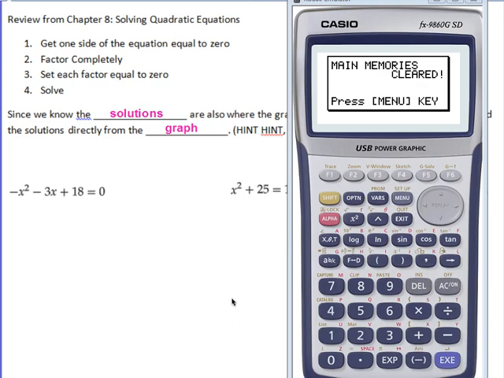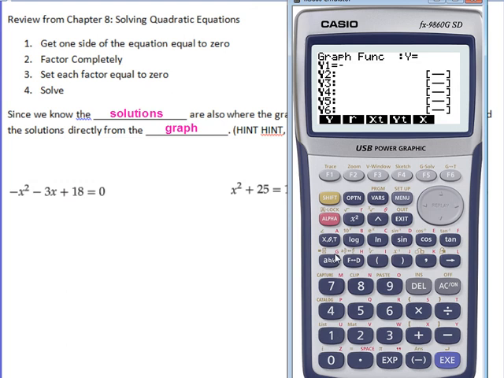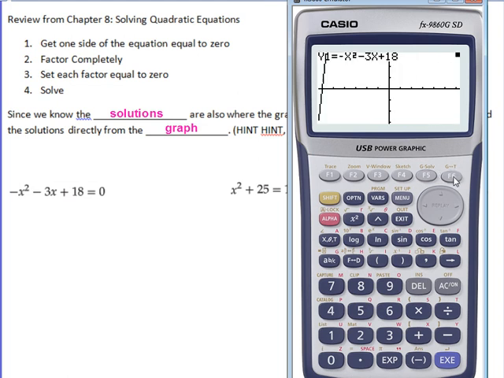So I'm going to make this real easy, and we are going to graph these on the calculator. So here's my equation, negative x squared minus 3x plus 18 equals 0. It's already equal to 0, so I don't have to do anything. I just need to graph it. So on my calculator, I'm going to go to Menu. I'm going to go down to Graph. I'm going to type in the equation, negative x squared minus 3x plus 18. Press enter, and then I'm going to draw it.